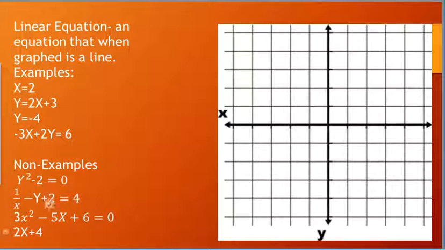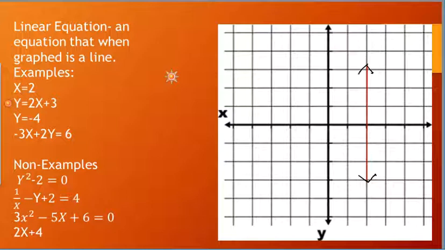So I want you to take a look at these examples and these non-examples. I graphed each of these lines for you so that you can see what they look like. This line, x equals 2, is a line that crosses through 2 on the x-axis. You can see that the line x equals 2 is a vertical line.